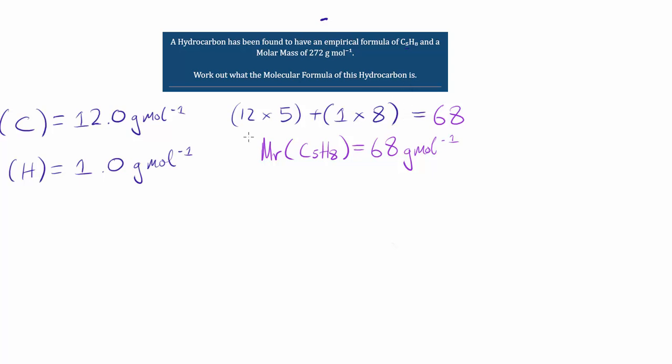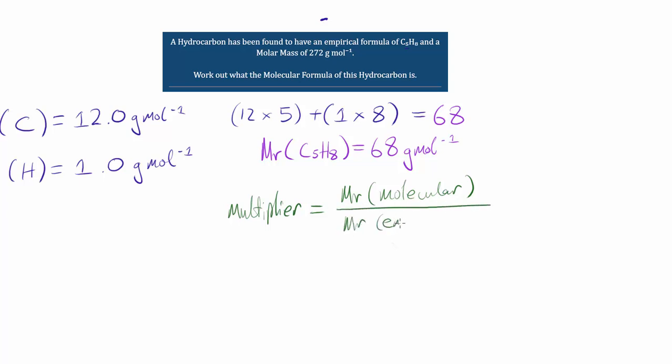Well, I'll use a formula. I'll use multiplier, and I'm going to abbreviate slightly, but I'll explain the abbreviations. Multiplier is equal to the MR of the molecular formula divided by the MR of the empirical formula. Okay.